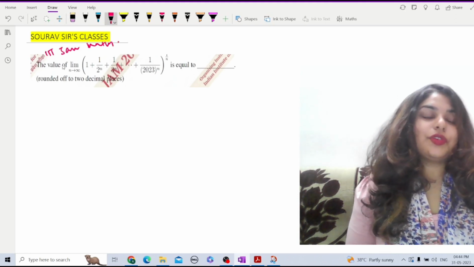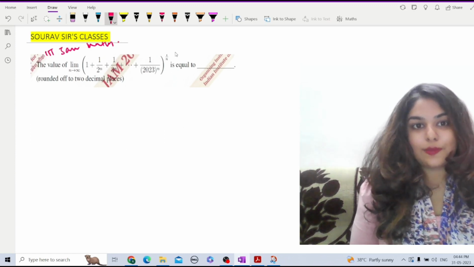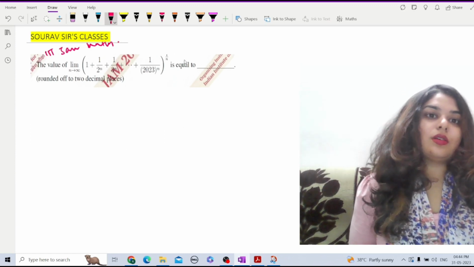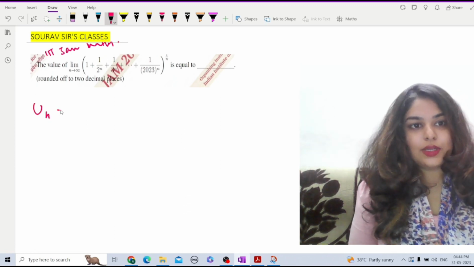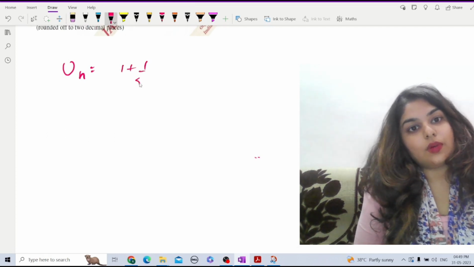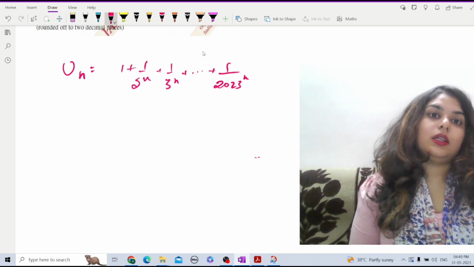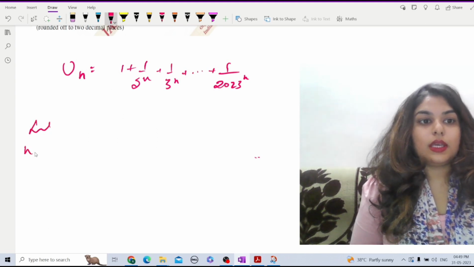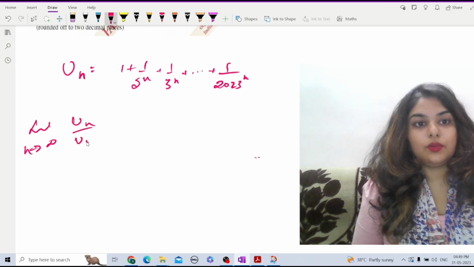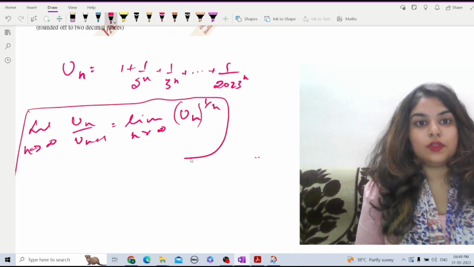The question in front of you is: the value of the limit as n tends to infinity for the following expansion is equal to how much? Let us say un is the expansion, un equals 1 plus 1 by 2 to the power n plus 1 by 3 to the power n plus up to 1 by 2023 to the power n. Now we know that limit n tends to infinity un+1 by un is equal to limit n tends to infinity un to the power 1 by n. We are aware of this formula.